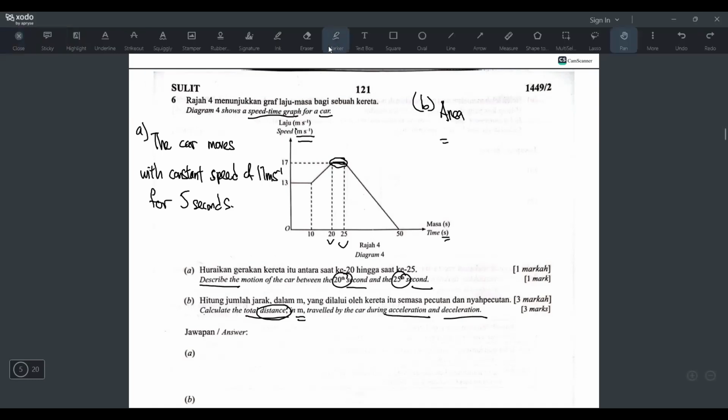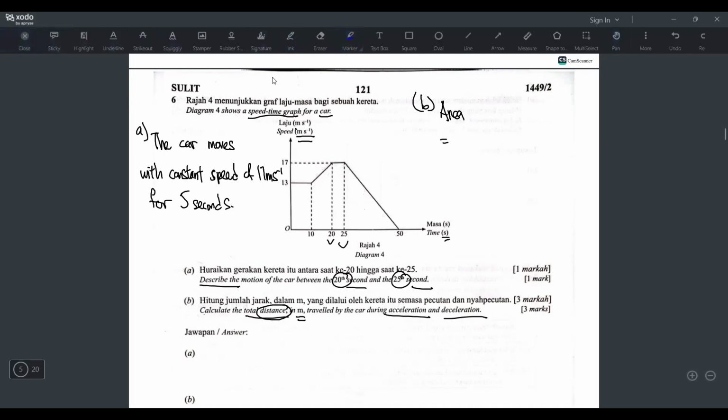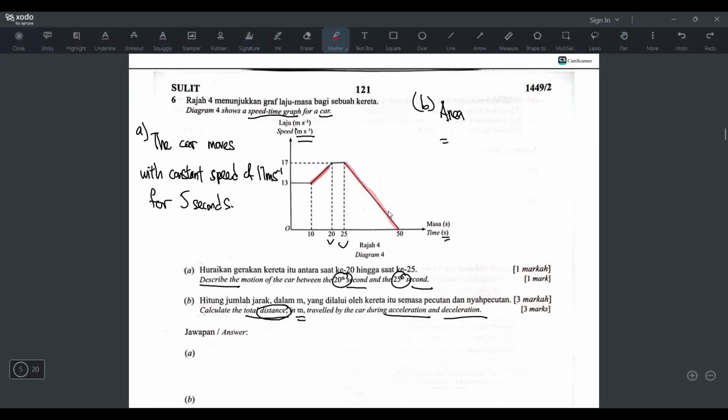So apa maksud dia? It means they don't want the distance for the whole journey. They only want during the car accelerate and decelerate. It means we will only look at this line and this line. Okay, but you don't go and find gradient. If you find gradient, it means you're doing acceleration already. So what you should find out is the area under graph.